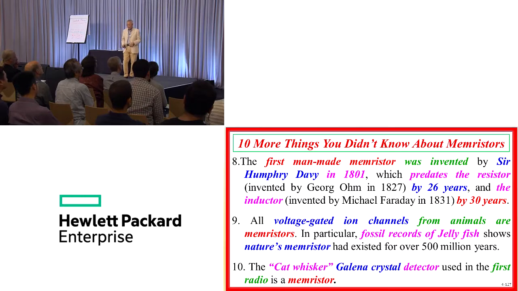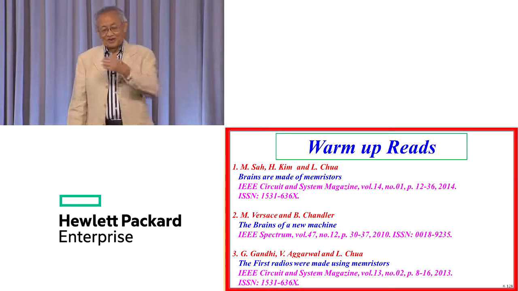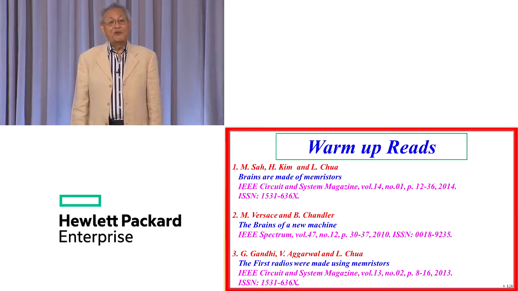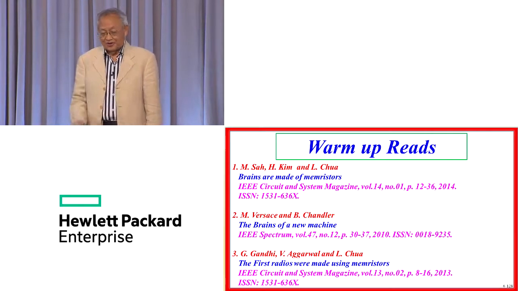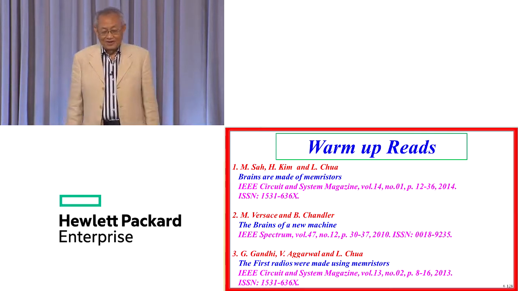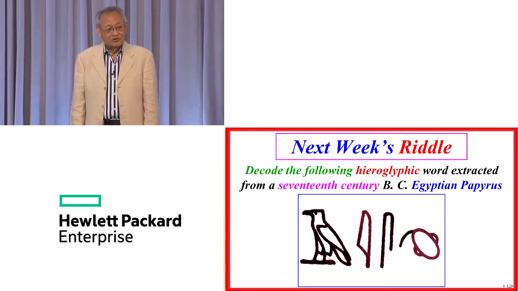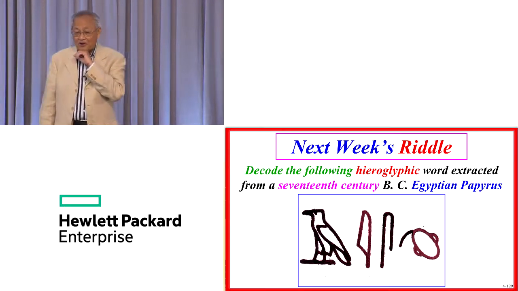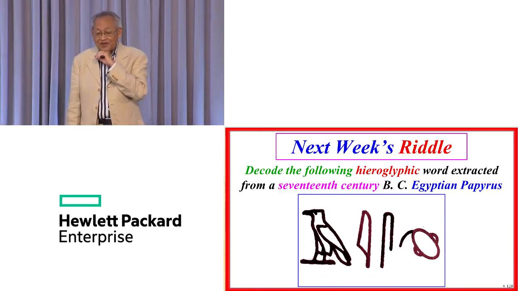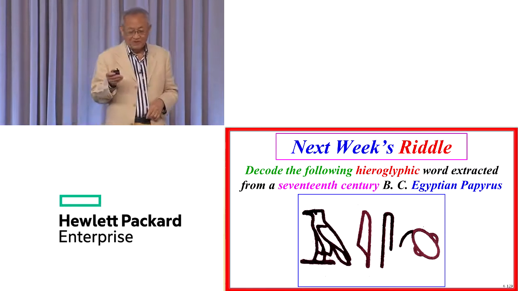Okay, but let me move on to warm-up reads. Some suggestions for something to read for next week. So these are the 3 warm-up reads. Again, I have this up long enough so that you can pick it up and replay it. Now what is next week's reader? Next week's reader is to decode the following hieroglyphic word extracted from a 17th century BC Egyptian papyrus. That's next week's reader.